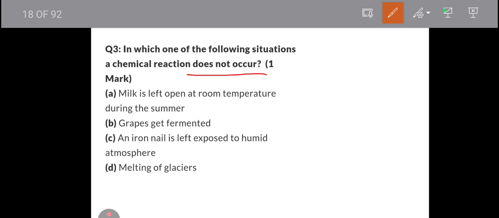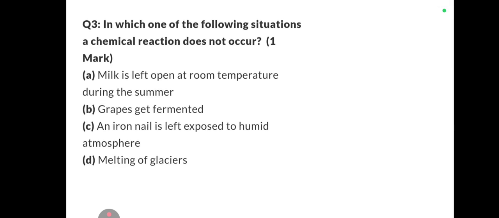Now the iron nail is left exposed to humid atmosphere. Whenever an iron nail is left exposed to humid atmosphere, it will react with air and water and form hydrated ferric oxide. This is also a chemical reaction. But you just see the last option, melting of glaciers. Glaciers means snow. Once the snow melts, it will get converted into liquid. Here only the change in state is taking place. There is no chemical reaction taking place here. So the correct option for this question is melting of glaciers. Hope this is clear to you. Let's move to the next question.